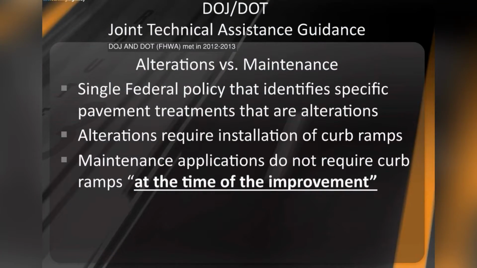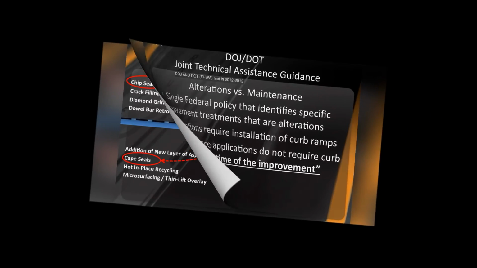First, I would like to start off with a little history. Back in the years 2012 and 2013, DOJ and DOT, FHWA came together and came up with a joint technical assistance guidance that would determine the difference between alterations projects versus maintenance projects. This would dictate if you were required to reconstruct older ramps that did not follow current Americans with Disabilities Act compliant guidelines. If your project was considered a maintenance application only, you will not be required to do improvements such as new curb ramps or the reconstruction of older ramps.